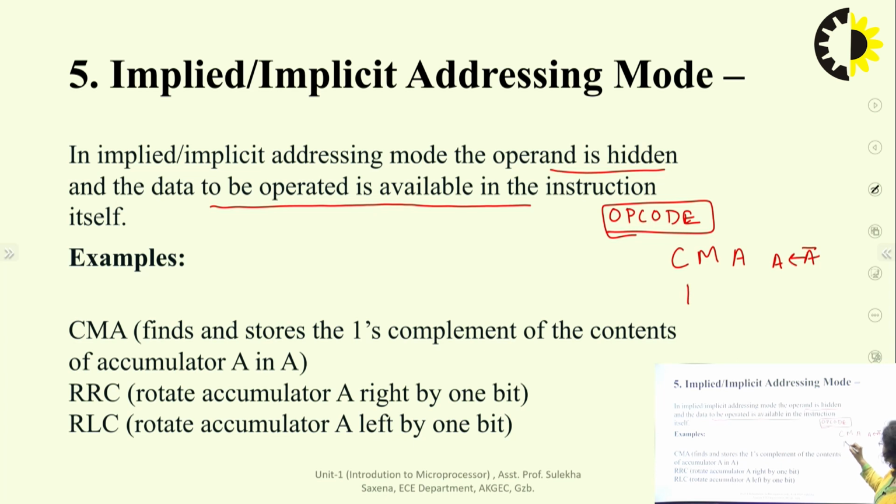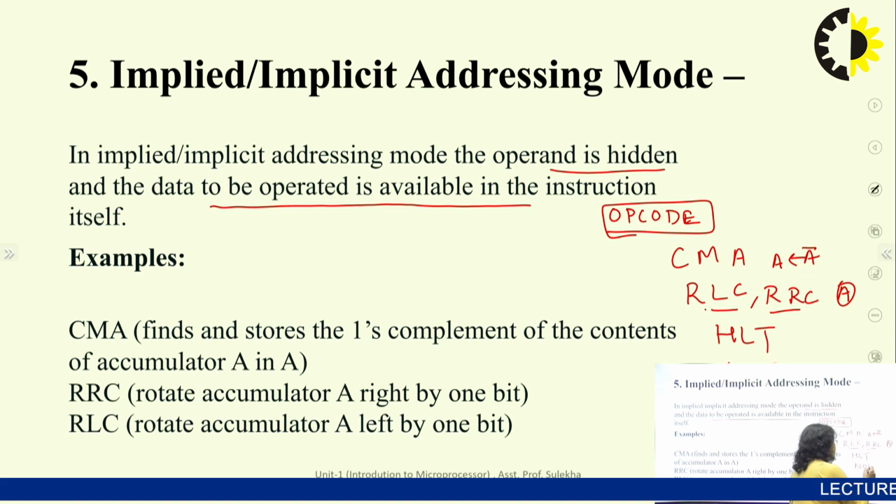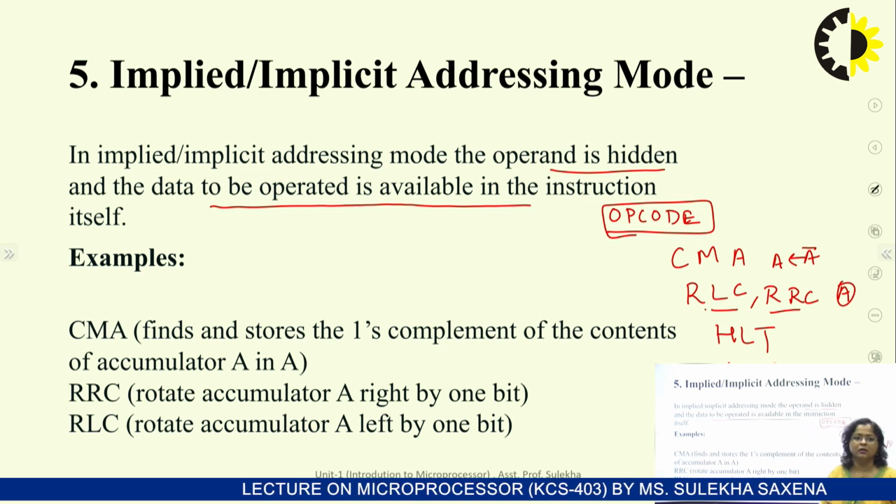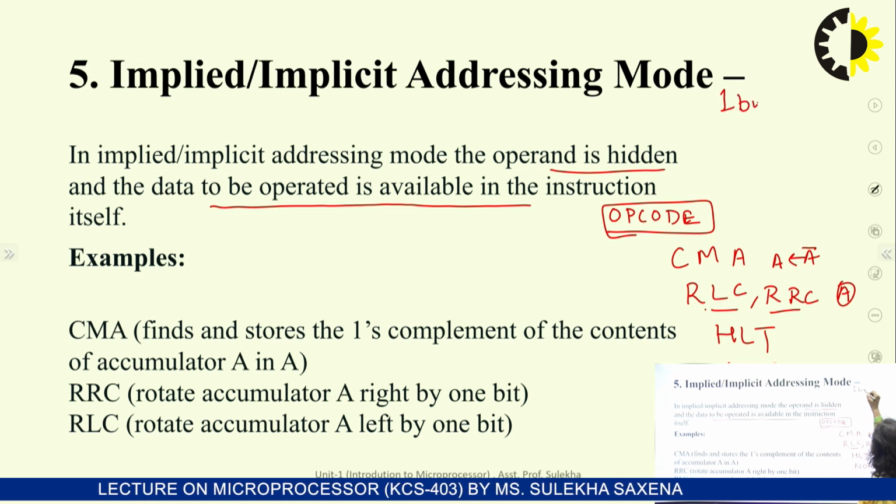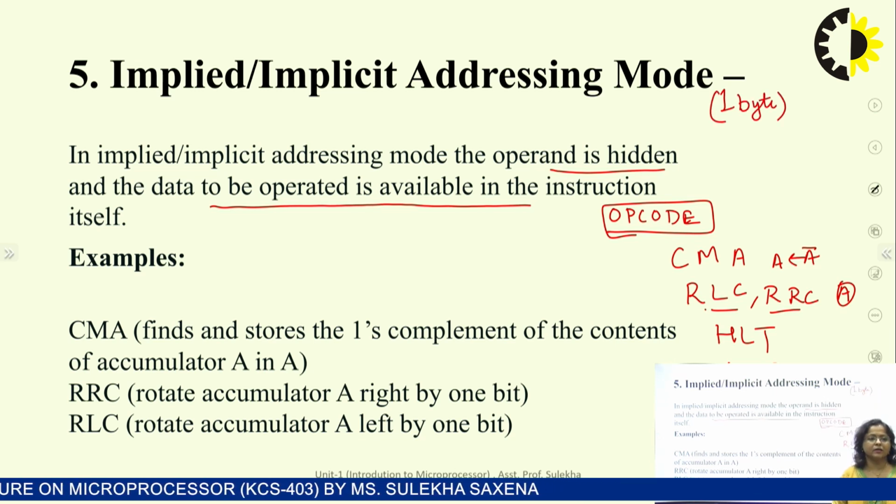Or we can write other instructions, that is RLC or RRC, rotate accumulator left and rotate accumulator right. So the data is in the accumulator only, again hidden in the opcode. There are some other instructions like halt, no operation, and so on. So any instruction in which only the opcode is specified and no separate data is specified comes in implied or implicit addressing mode. Also the size of the instruction, since no data is provided, is 1 byte only. So I can say that there are a total of 5 types of addressing modes: register, direct, indirect, immediate, and implied.